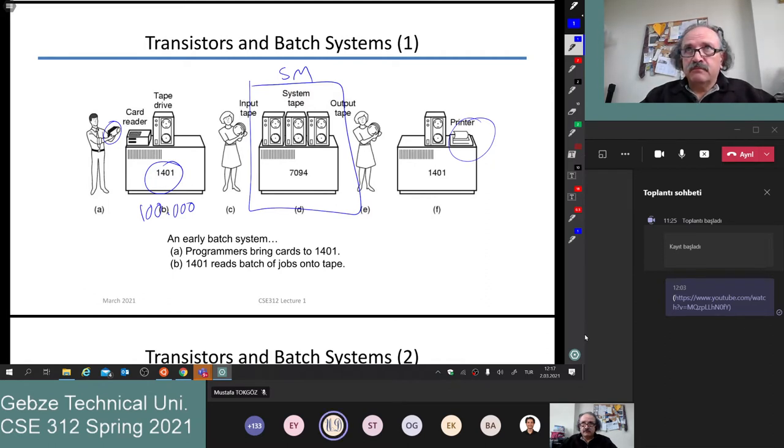If a program had an error, we will know only the next day? Yes. Even if you have a single line of error, a syntax error, next day you are going to get: you have an error at line 15. That was the output. Yeah, that's why people didn't like it.